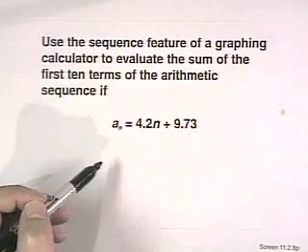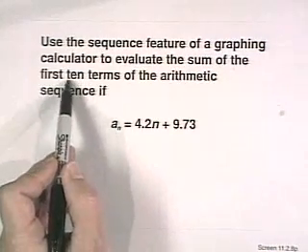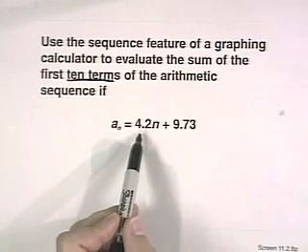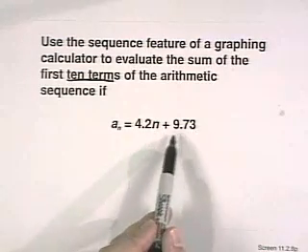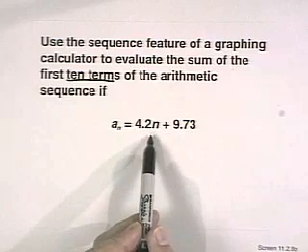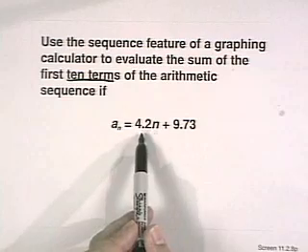For our final problem, we'll look at how the graphing calculator can solve these problems as well. We're going to use the sequence feature of our graphing calculator to evaluate the sum of the first 10 terms of the arithmetic sequence if a sub n is 4.2n plus 9.73. Now this might not look exactly like the kinds of equations we've been dealing with so far, but what we've done here is just expand the expression and simplify it.